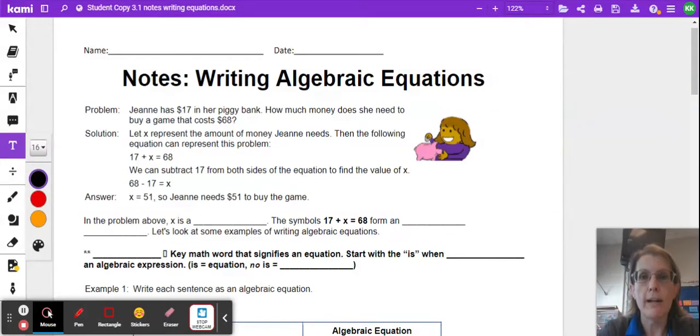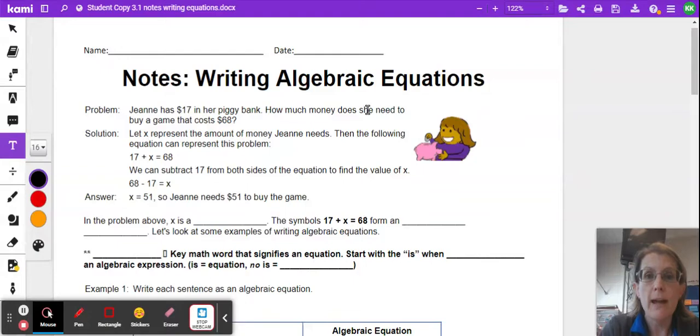Today we are talking about writing algebraic equations because our next unit is about algebra. So you are going to eventually see questions like this where we have to write an equation to match it. Janine has $17 in her piggy bank. How much money does she need to buy a game that costs $68?